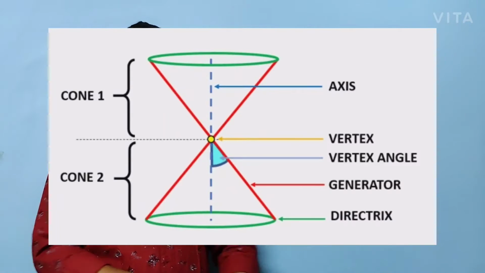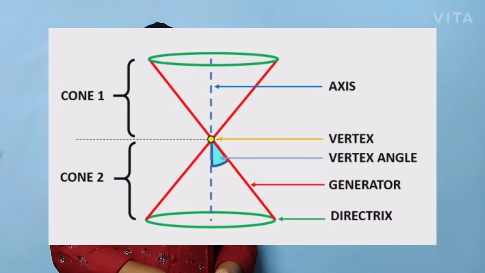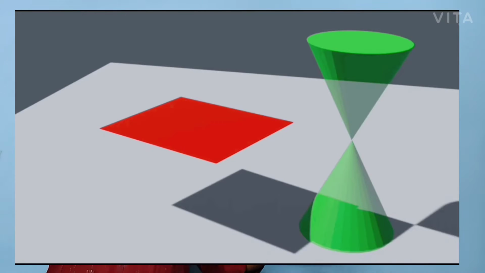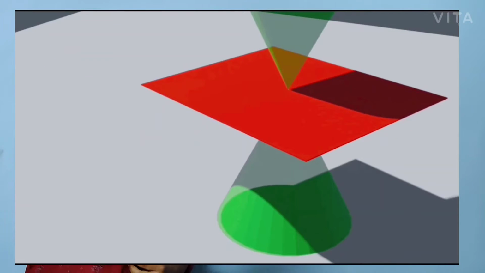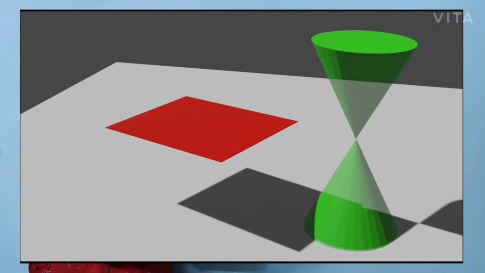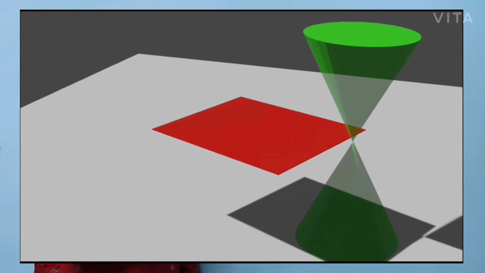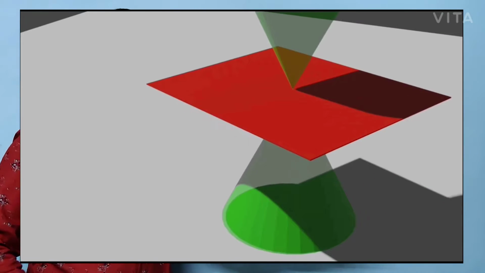I said circle, parabola, ellipse and hyperbola, we get those when we intersect a plane with this double napped right circular cone. In this animation you can imagine how it forms when this plane intersects with the double napped right circular cone. At that intersection, where those two cones are meeting at some point, that point is the vertex.